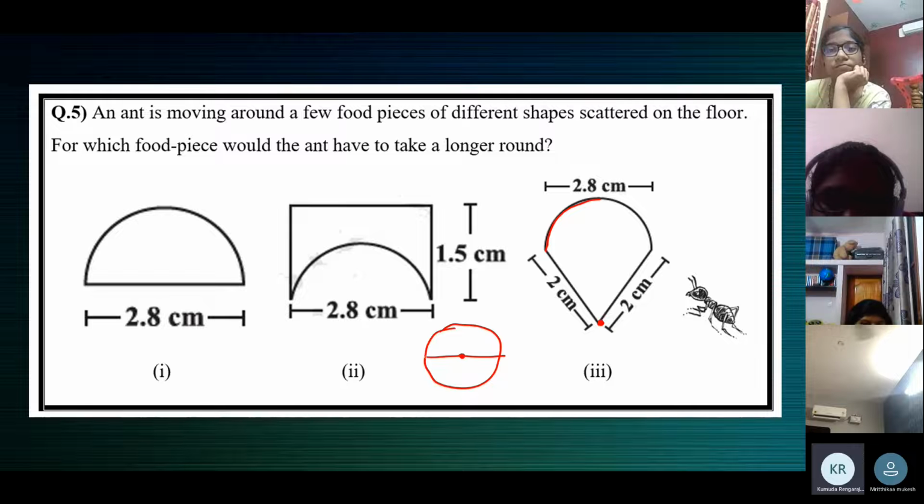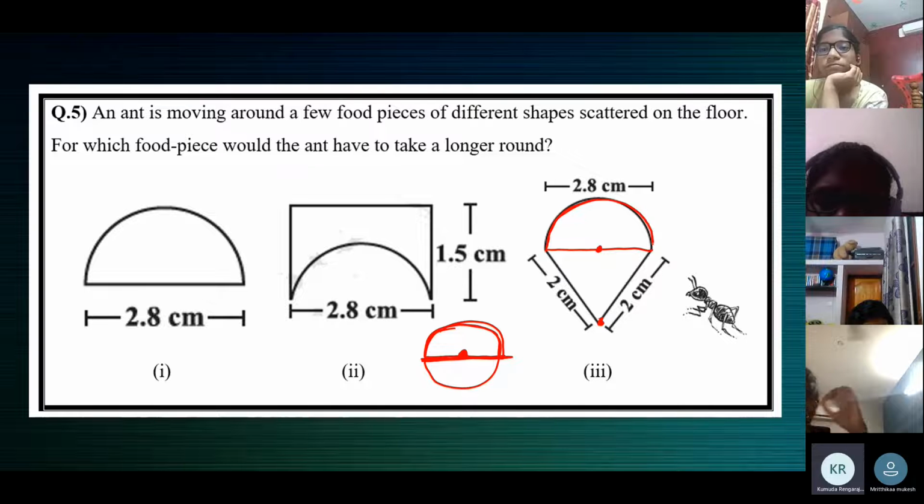See here. If this is a semicircle, on the diameter you'll find the center. So this is the diameter. The center should be here, it can't be here. See here, children. This is a semicircle. You can see the diameter here, and you can see the center of the circle on the diameter. So if this is the semicircle, then this is the diameter. Then the center is here, not here.